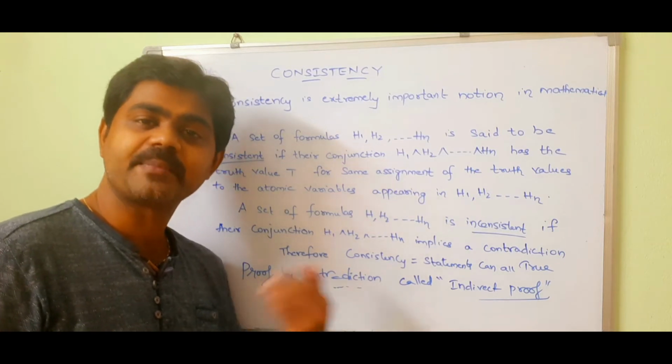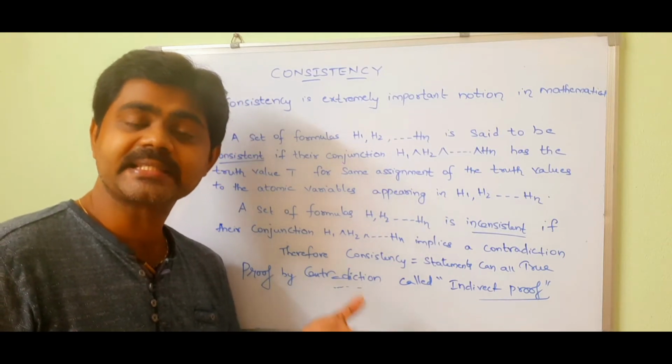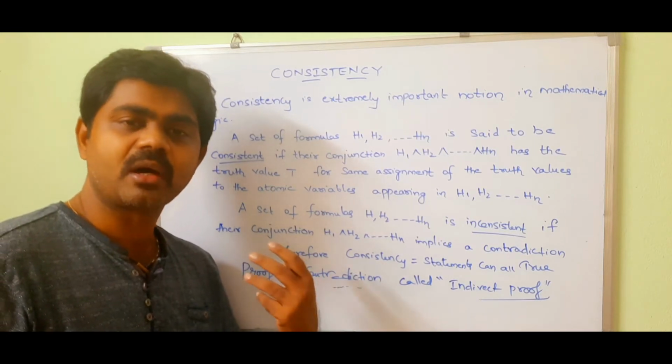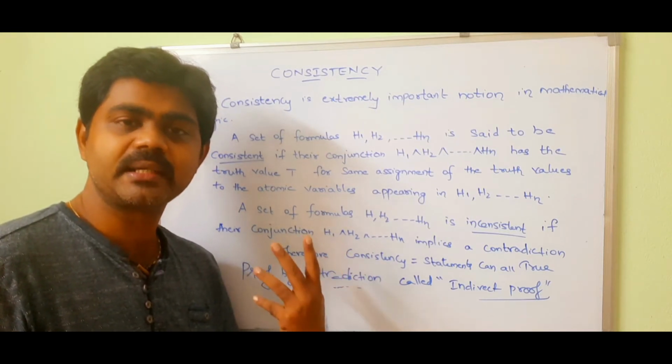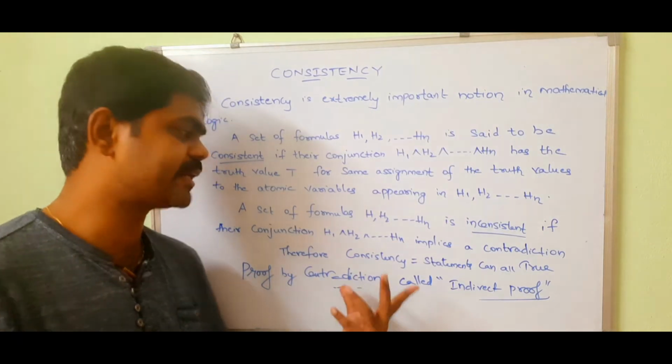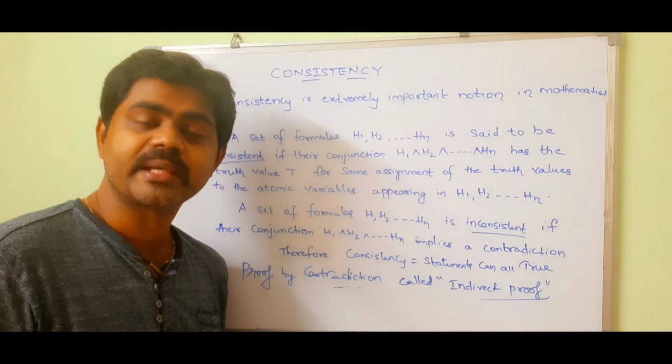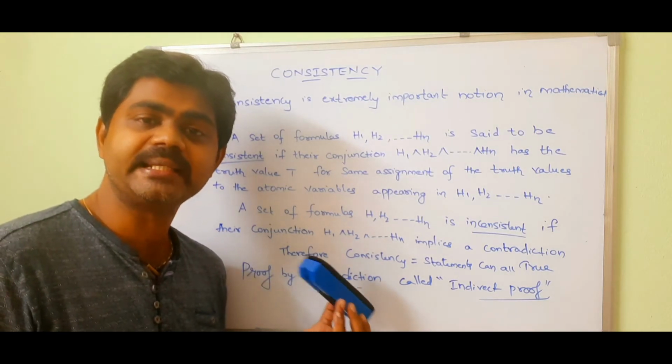So if we get all the statements with true value, then it is consistent. If we get all false values, or not all true, then it is called inconsistency, or we can simply call it indirect proof or proof by contradiction. Okay, so we'll see an example so that you'll get a clear idea about this.